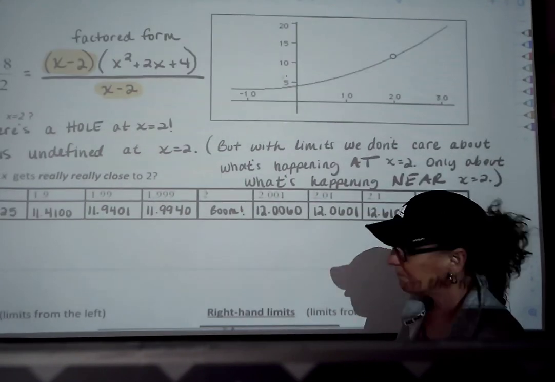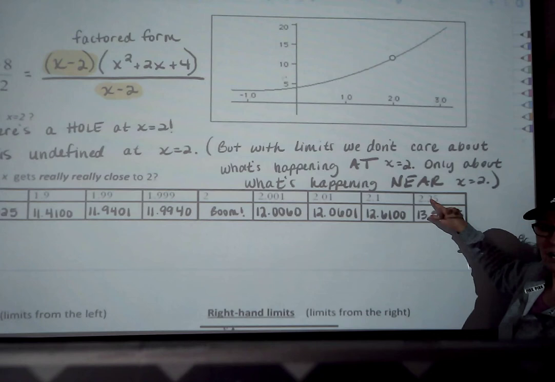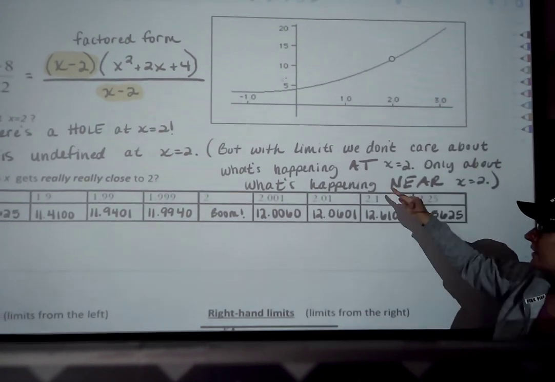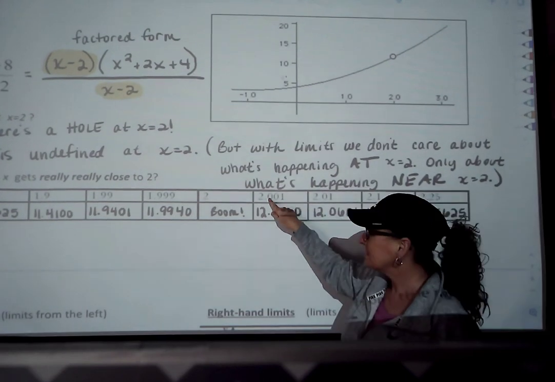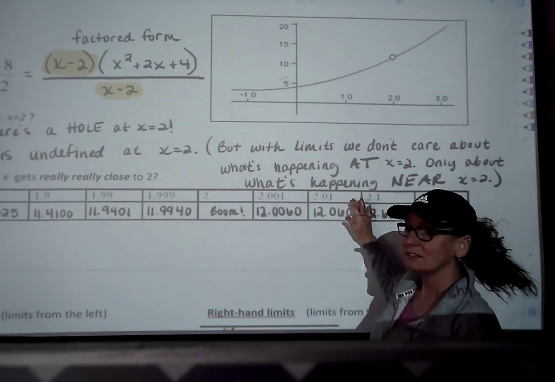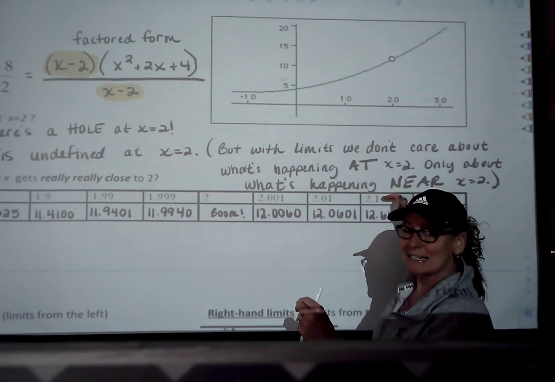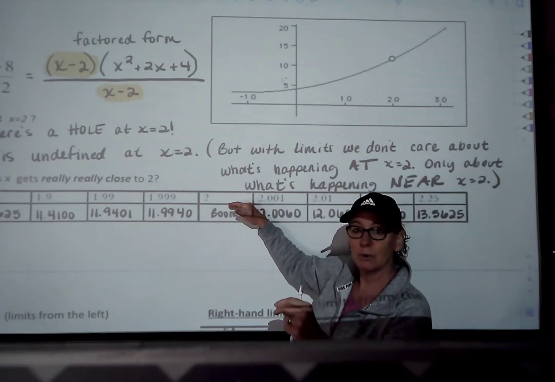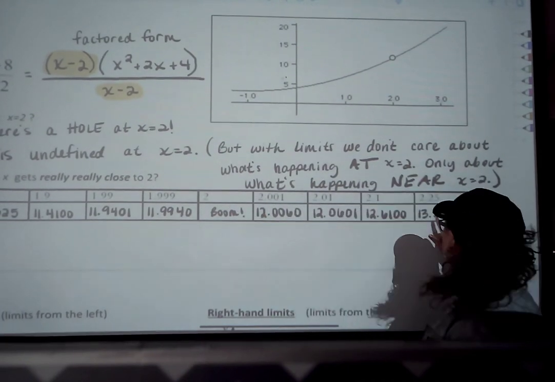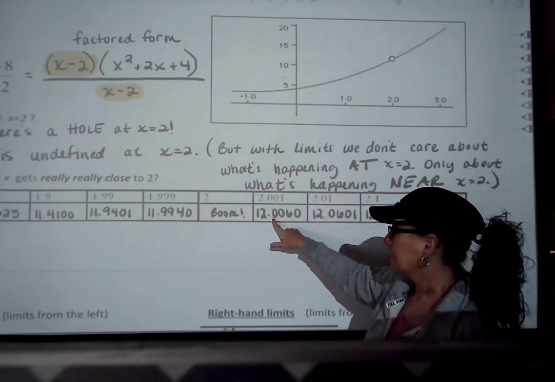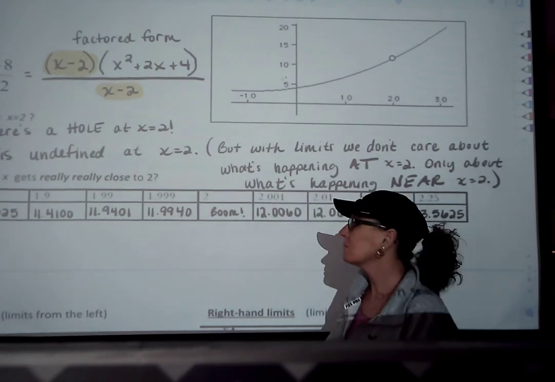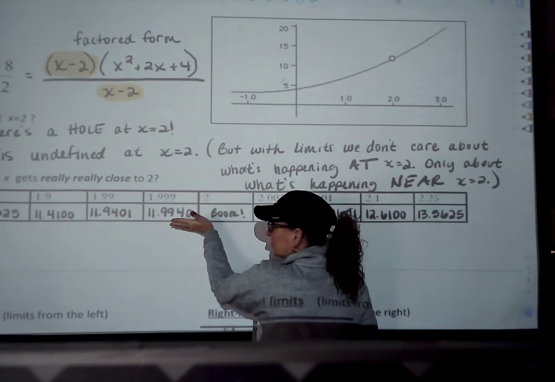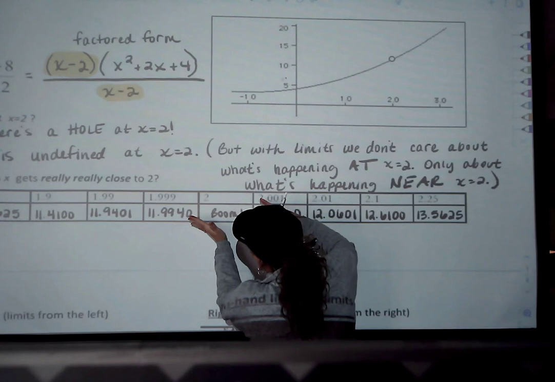What about on the other side? See these x values? 2.25, 2.1, 2.01, 2.001, 2. Do you see how my x's keep backing down closer and closer and closer to 2? As x gets close to 2, what are my y's getting close to? My y's are getting closer and closer to 12. So they're getting higher on this side, closer and closer to 12. They're getting lower on this side, closer and closer to 12.